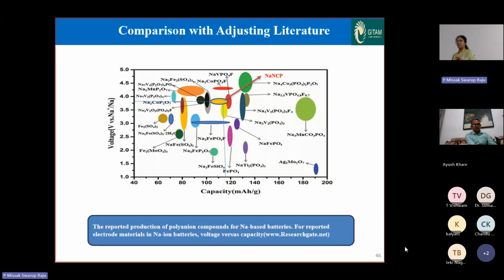Nearly 118 milliampere hour per gram is the capacity, and the voltage reaches 3.8 volts. So that is my position compared to the existing literature survey. The combination of sodium, nickel, copper, phosphate.